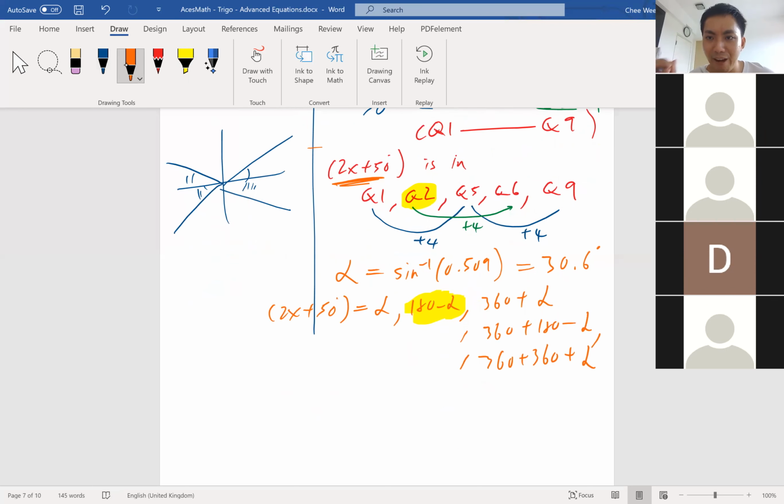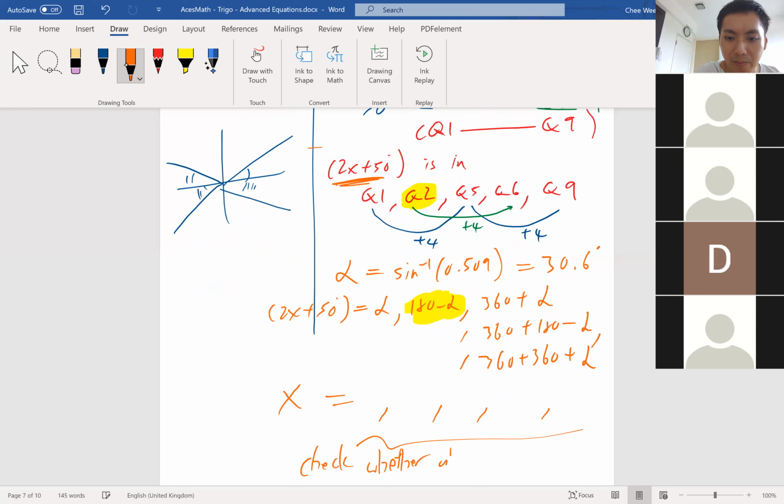So a total of 5 possible answers. I'm not sure whether they all lie within the boundary, of course. Then you are supposed to solve for x across all 5 answers. Then you are supposed to check that they lie within 0 to 360 degrees. Get it now?